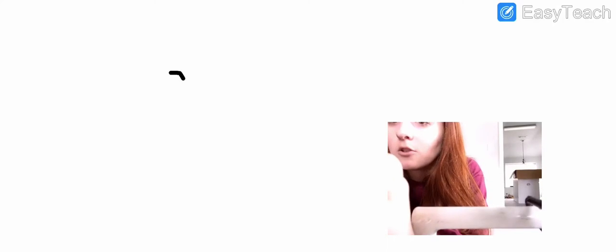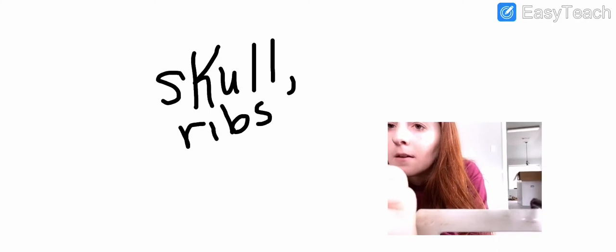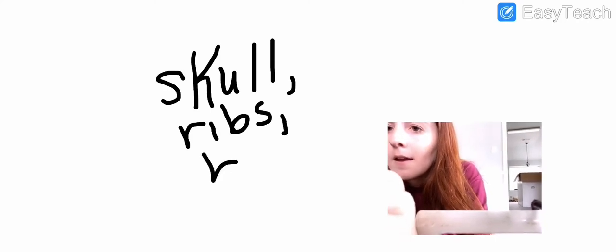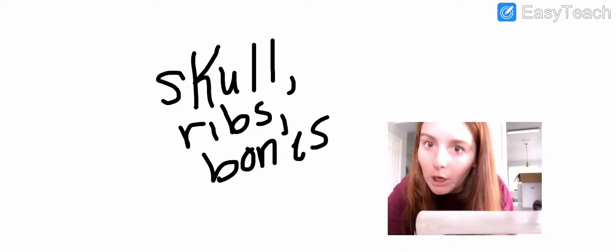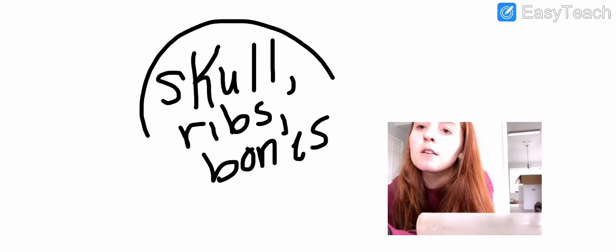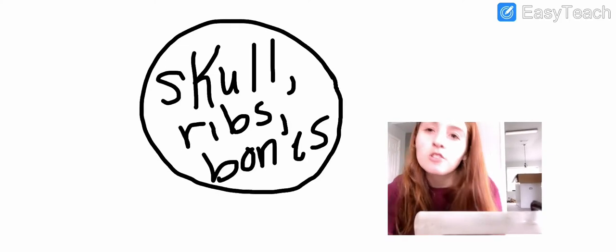Now that you have it, this is what I want you to do. I want you to make a circle map. And in the middle of your circle, I want you to go ahead and write these words. Go ahead and write skull, ribs, and bones. These are probably some of our most familiar bones to us. Maybe we've heard them before. Then draw a circle around it.